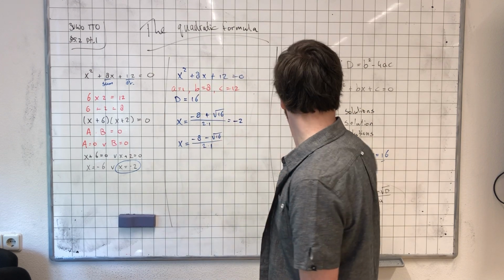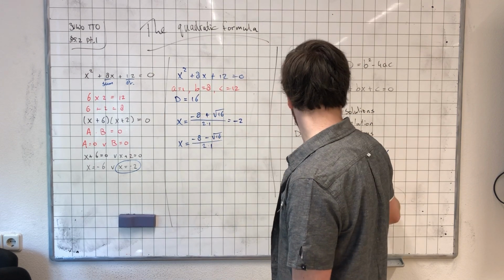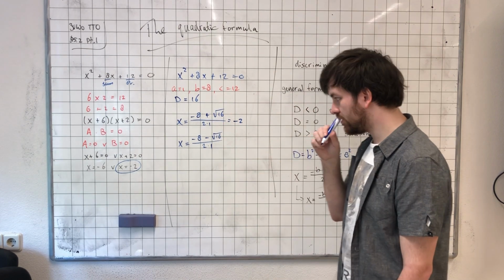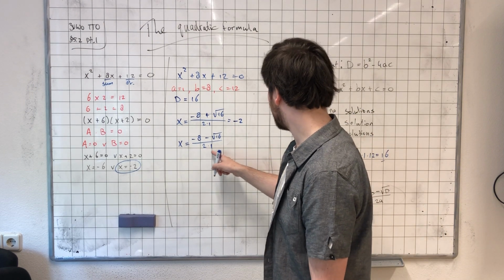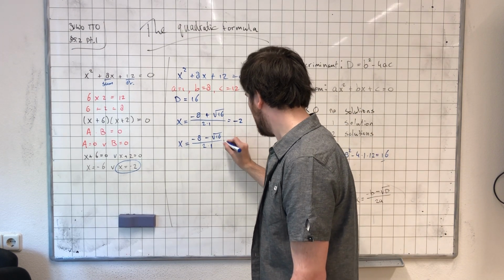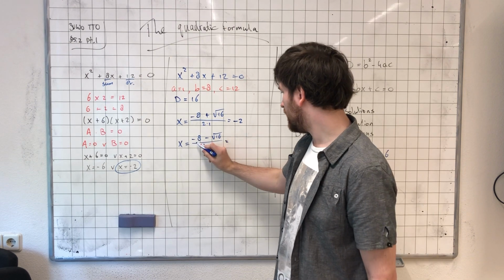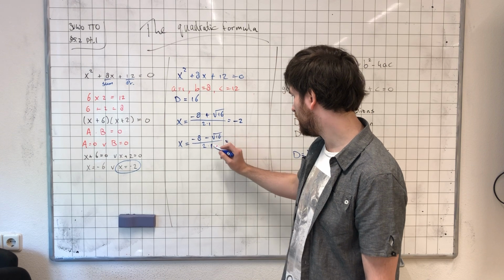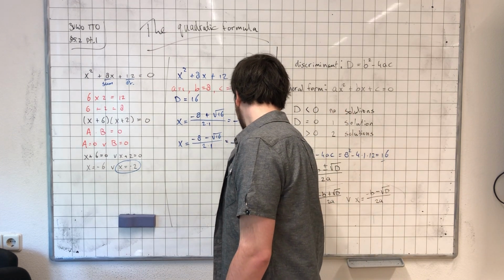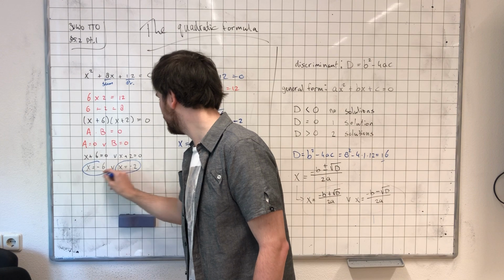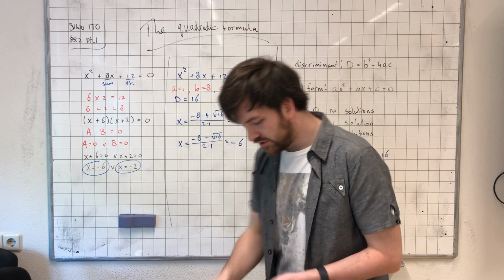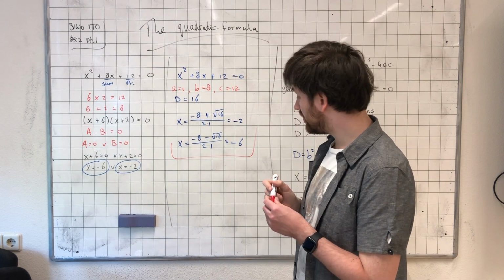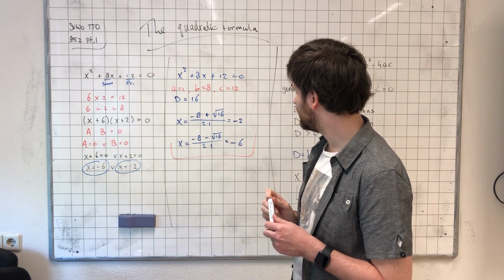So b is still minus 8, d is still 16. Hopefully you already noticed that the plus turned into a minus, and 2 times a is still 2 times 1. Well, the square root of 16 is still 4, so minus 8 minus 4 is minus 12. Minus 12 divided by 2 is minus 6. So, hey. And of course, this way of calculating things is a lot harder, but this does give us a solution at any time.